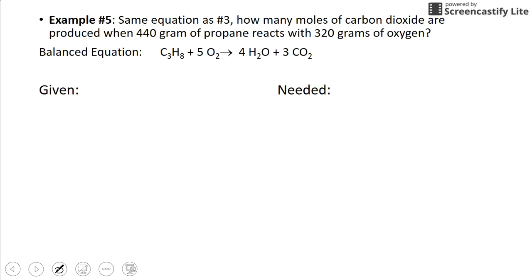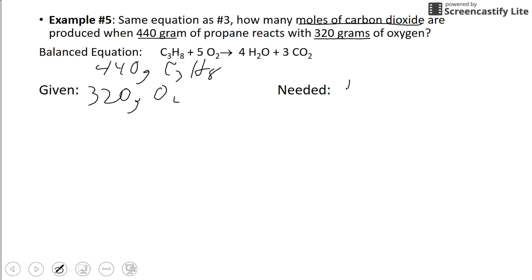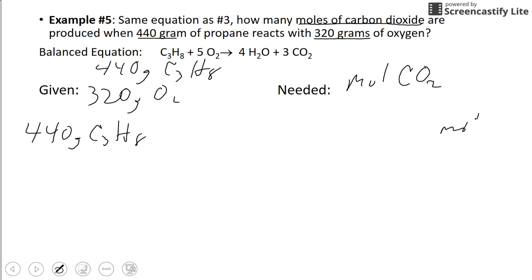All right, so now the harder ones, these limiting reagent where you have 2 sets. So we're given 440 grams of propane, and we are given 320 grams of oxygen, and we want to see how many moles of carbon dioxide we need. If it asks for grams, you'd have to go all the way to grams, but if it's just asking which is the limiting reagent, you can stop at moles. It's still a quantity. So we're given 440 grams of C3H8, and we want to go to moles of CO2.